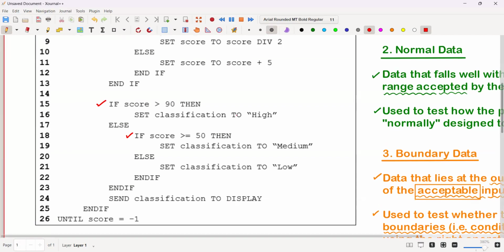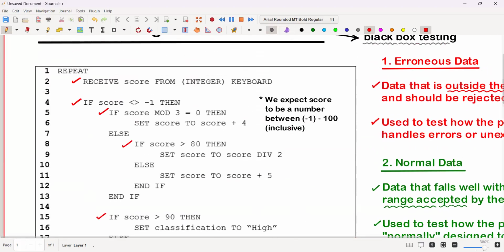Finally, they output this classification by sending it to display. And they repeat this entire thing until the score entered by the user is -1. So -1 seems to be the exit value of the program, doesn't it? There's also a small statement here saying that the score is expected to be a number between -1 and 100. So we expect it to always be a number between -1 and 100 inclusive. So the user can enter -1 and 100 as well.